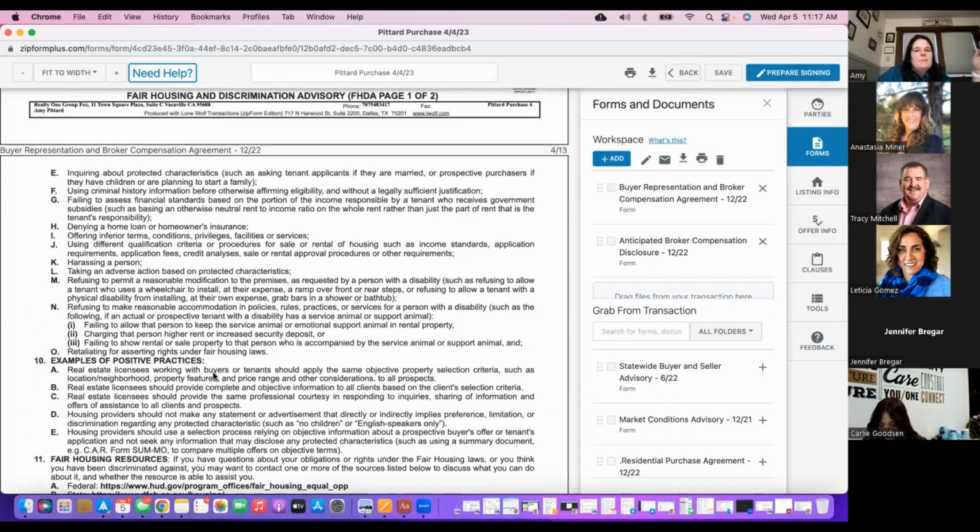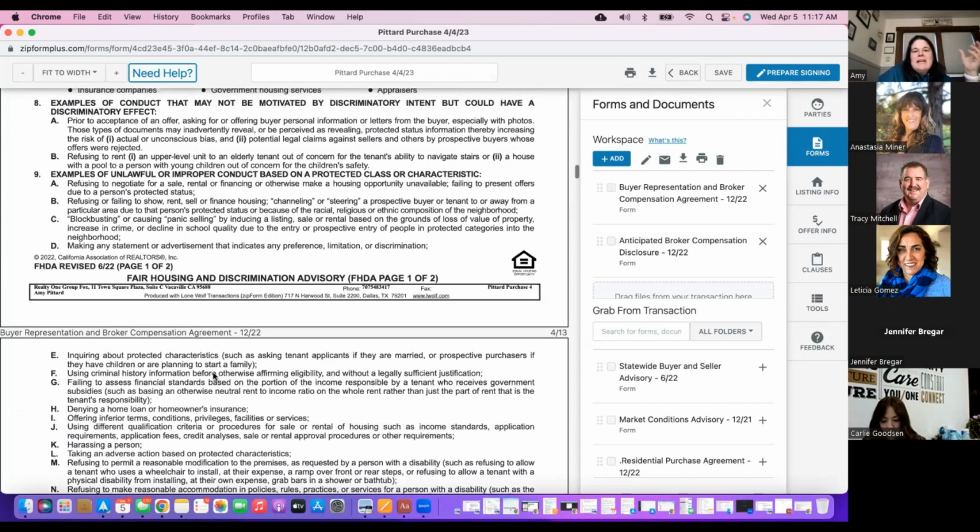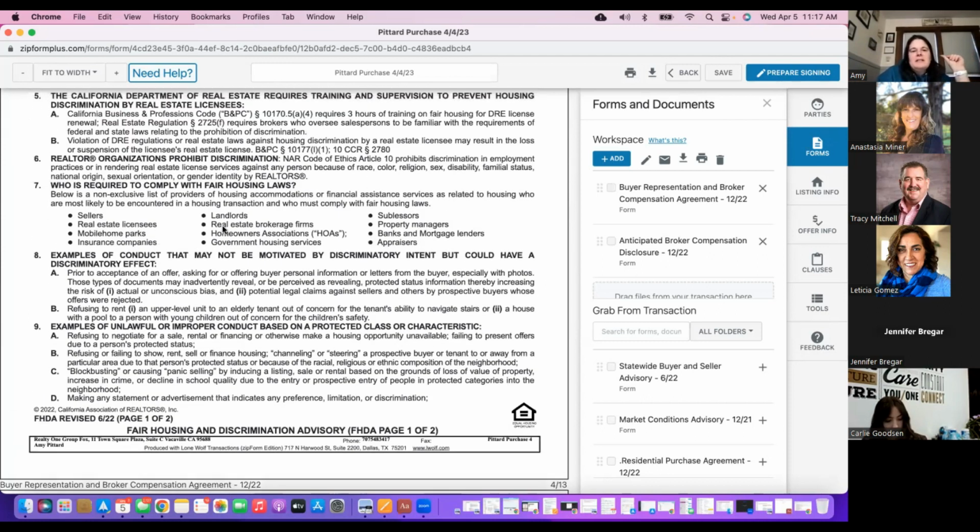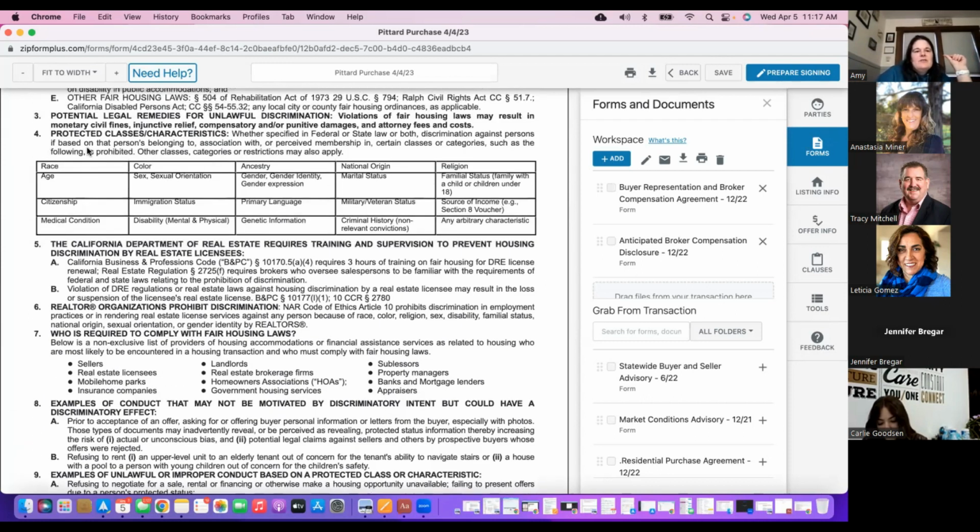They can read it in detail, but as a real estate agent, we can't discriminate based on any of the protected classes. Here are all of those classes: race, color, ancestry, national origin, religion, familial status, source of income, any arbitrary characteristic, criminal history, military or veteran status, marital status, gender, gender identity, gender expression, primary language, genetic information, disability, either mental or physical, immigration status, sex, sexual orientation, age, citizenship, and medical condition.